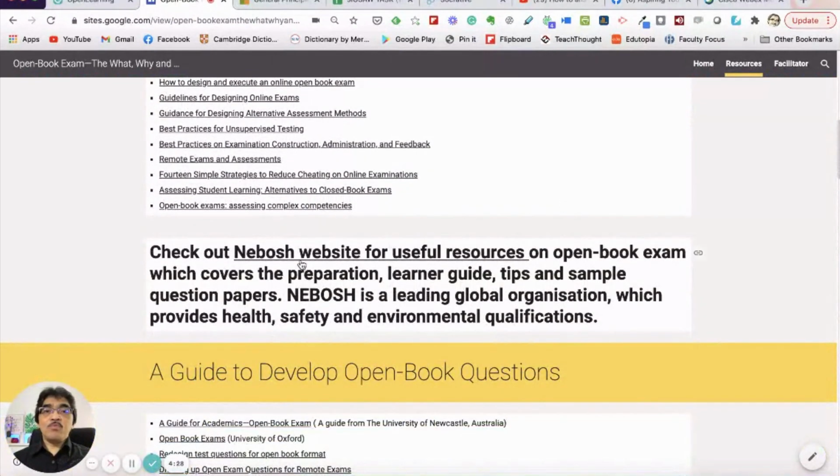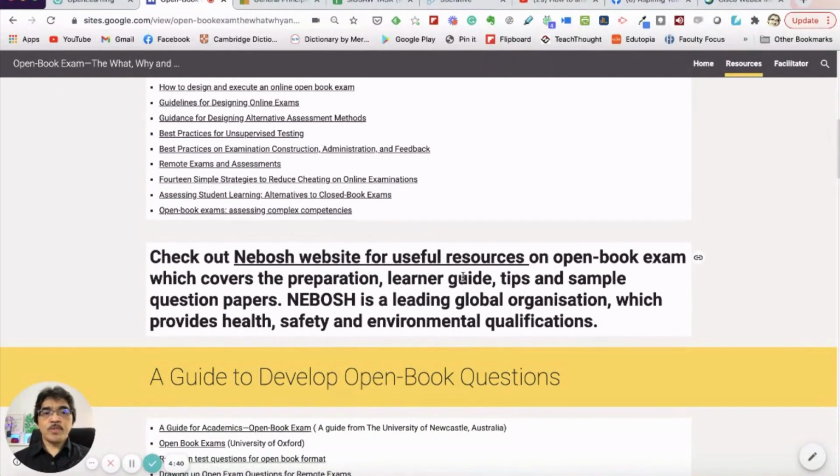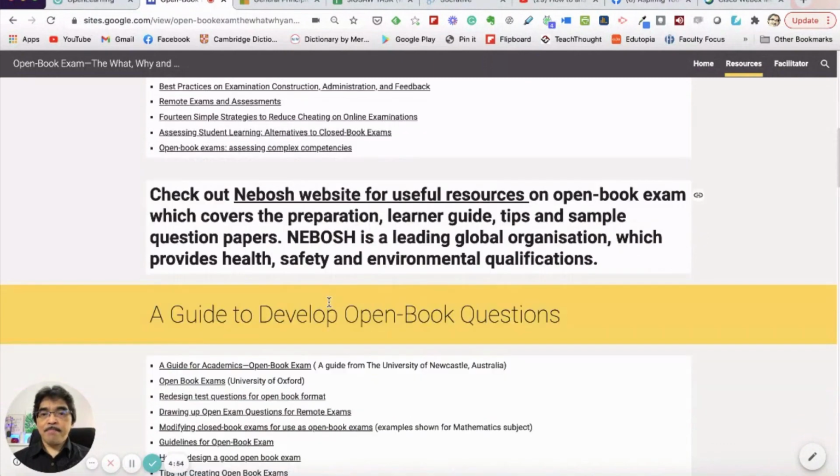Then there is one website by NIBOSH. NIBOSH is a leading global organization which provides health, safety, and environmental qualifications. And they have very good resources there, covering the preparation, the learner's guide, tips, and even sample question papers, how they design questions for higher order thinking that is suitable for open book exam.